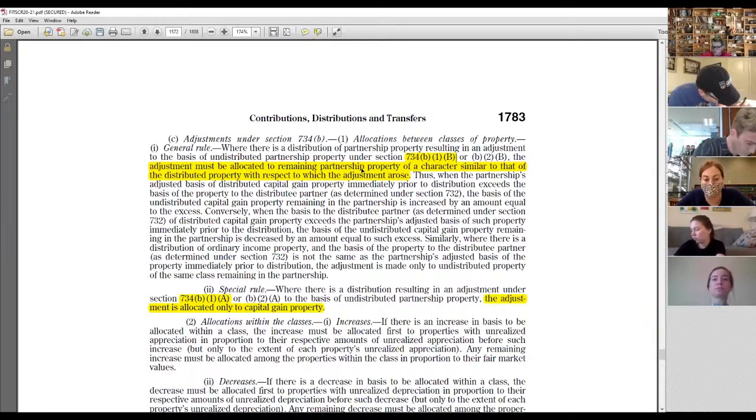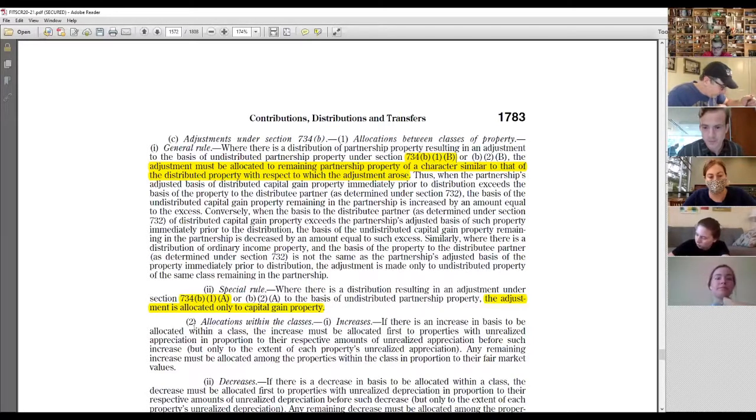Cash always has basis of face. We don't increase or decrease basis of cash. So the adjustment must be made to the remaining partnership property, property number 2 or 3, of the same character. Well, luckily for us, 2 and 3 have the same character as property number 1. They're all capital assets. But now the problem is we have 2 of the same character. So how do we give that 20? Do we give it to 2? Do we give it to 3?